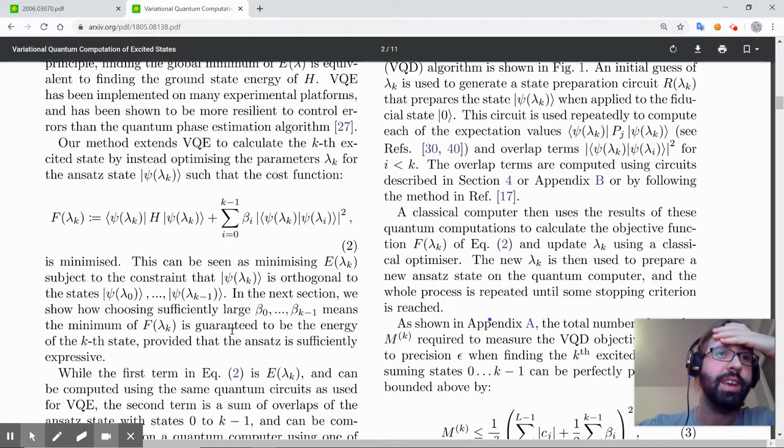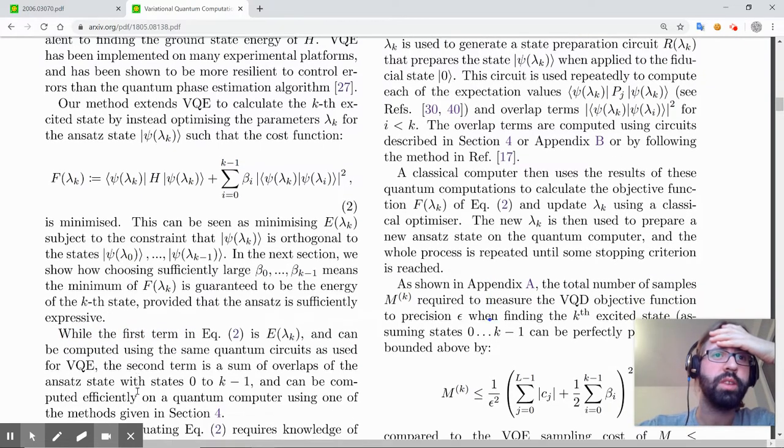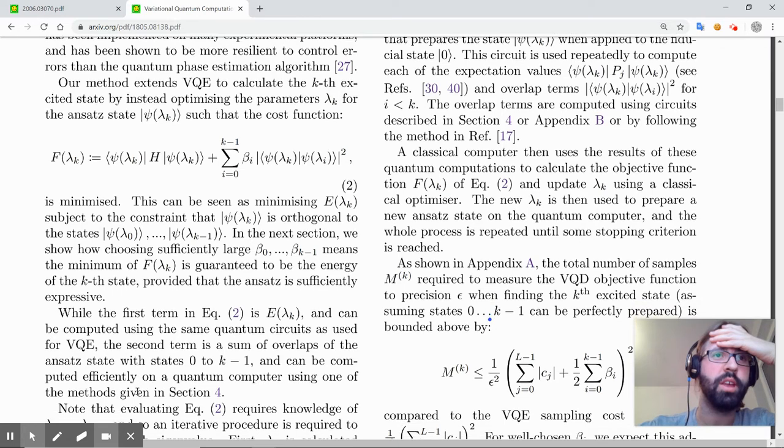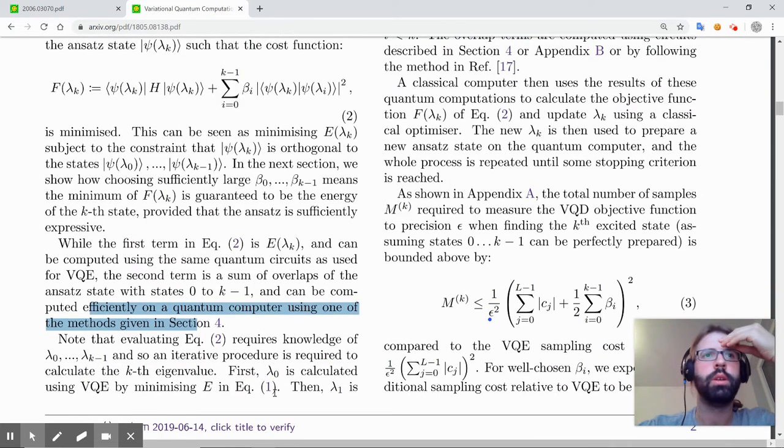If this is the first term, it can be used in the... The second term is the sum of overlaps of the ansatz state with states 0 to k minus 1 and can be computed efficiently in a quantum computer using one of the methods given in section 4.